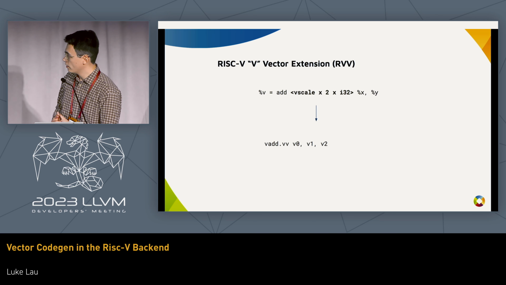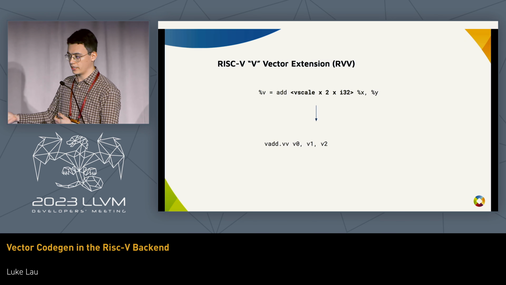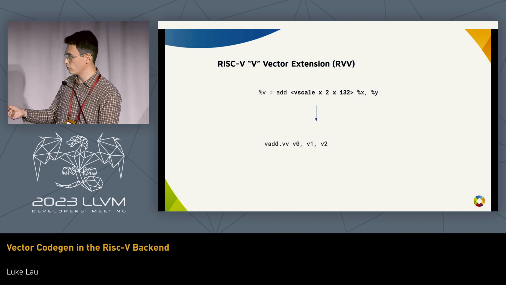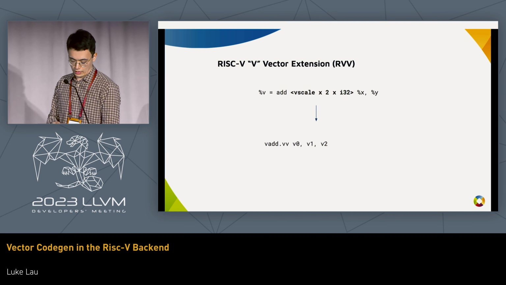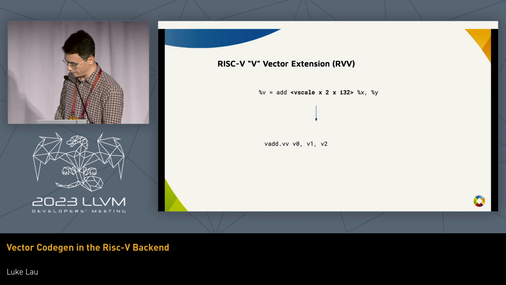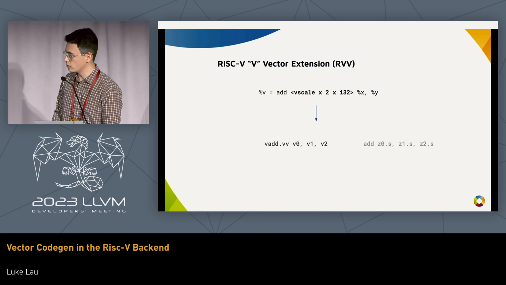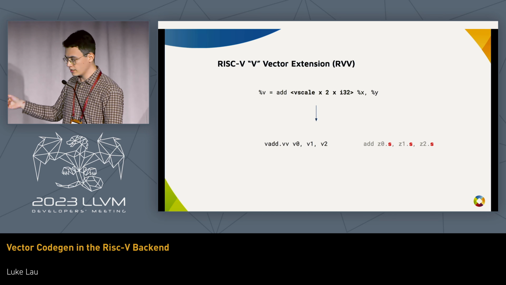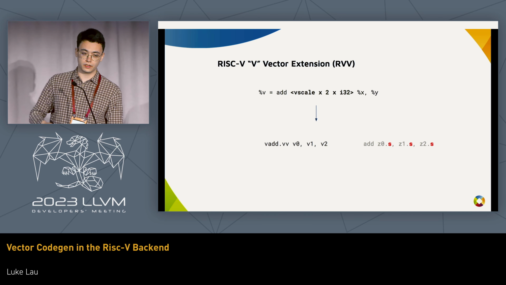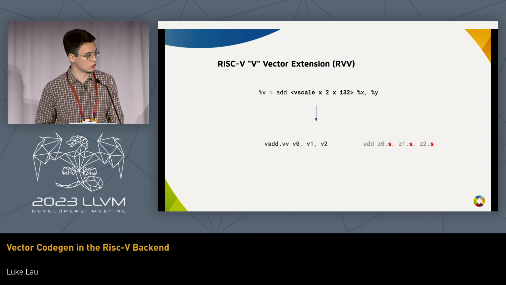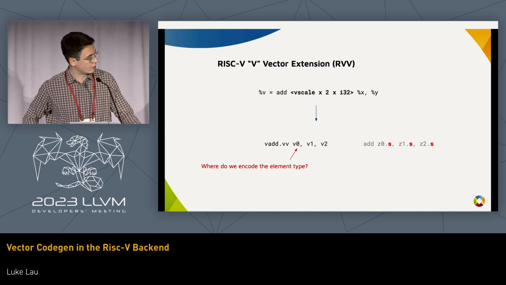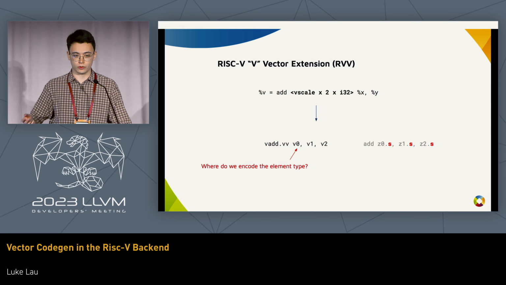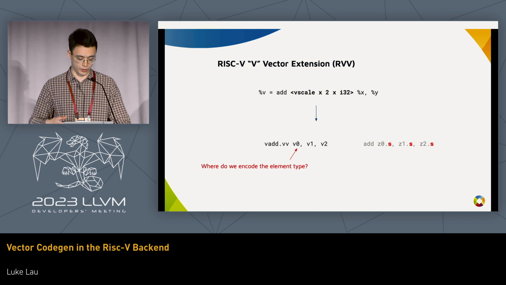So what does it look like anyway? It looks something like this. We can write scalable vector LLVM IR, and it will get lowered into our little vadd.vv instruction. You can read that as vector add with .vv meaning two vector operands. It looks pretty innocuous at first, but if you compare this to ARM SVE, one of the first things that you notice is that ARM SVE has these .s suffixes on its operands, and that .s stands for single word. That tells ARM to treat this vector as a vector of single word, or 32-bit, elements. But we don't have that on RVV. We don't have anything inside the actual instruction itself that says operate on 32-bit elements or operate on 64-bit elements. So where do we actually encode this?